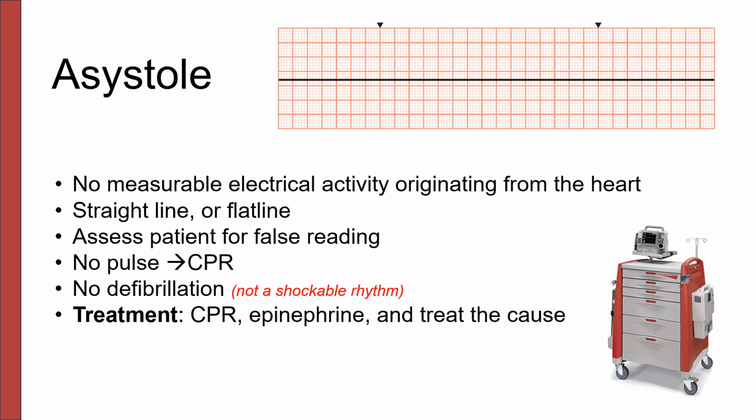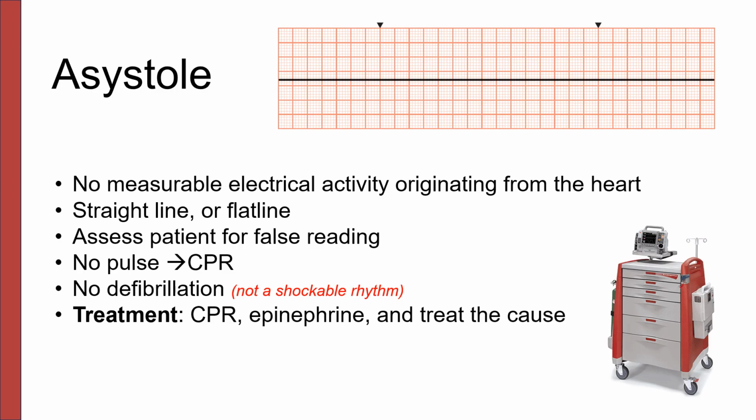Next, we're going to talk about asystole. Pictured here is a straight flat line. Asystole can either look like this or it can be a little wavy, low amplitude, sometimes with a little body to it. This is no measurable electrical activity originating from the heart, and the first thing you want to do is check your patient, because this could be a false reading. Sometimes if the leads, the stickers, fall off the chest, it could look like asystole, or maybe it became unplugged. That will also look like asystole.